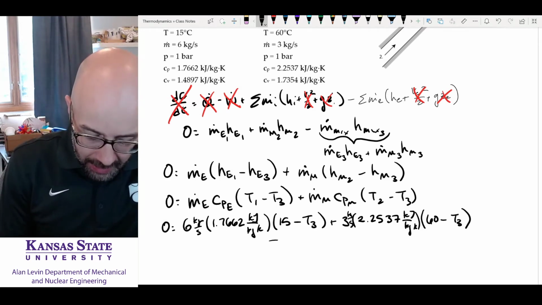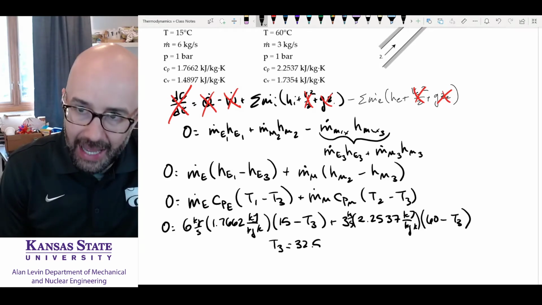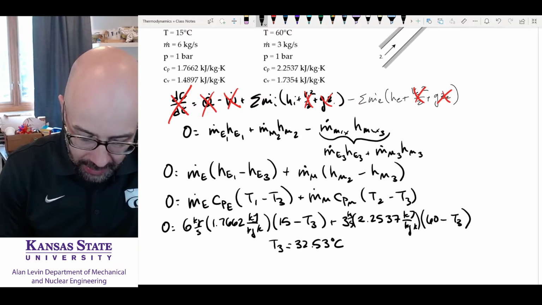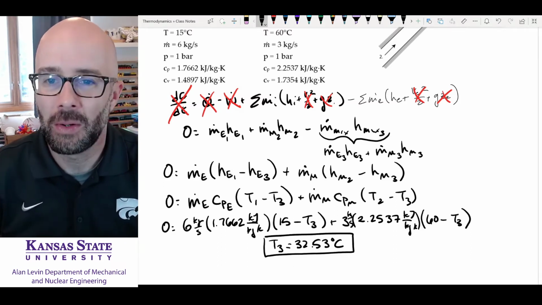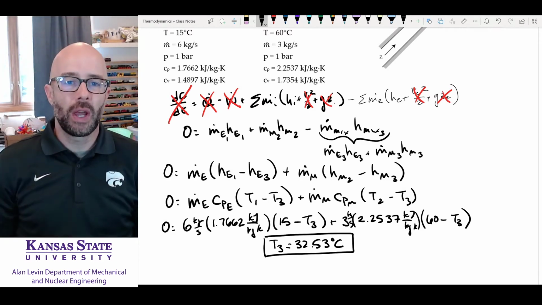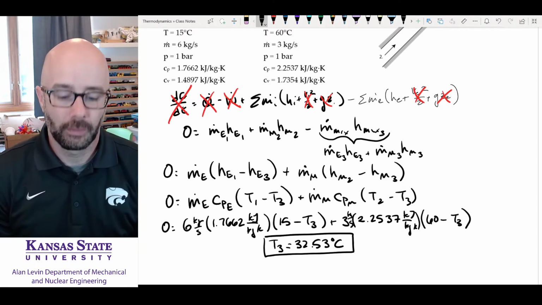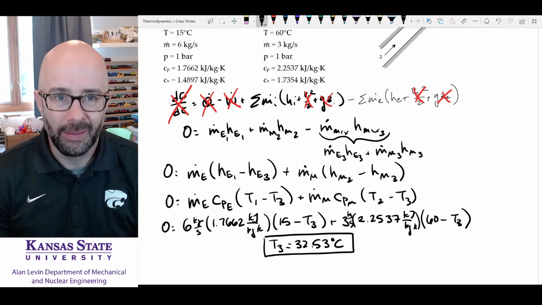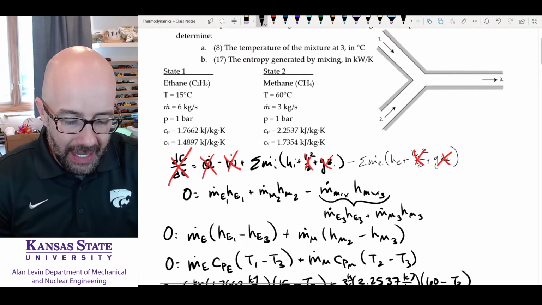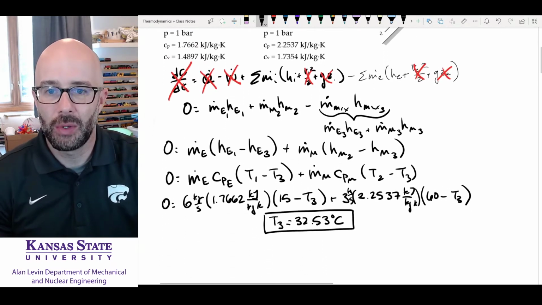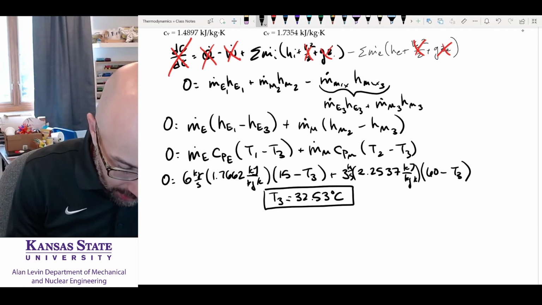And I'm going to tell you T3 is going to be equal to 32.53 degrees Celsius. That's what we're going to have for our temperature at 3. Okay? Again, all we're doing now is solving that equation, the first law equation, with a little algebra there. Now, the second thing this problem asks is to find the entropy generated by mixing these two things together. So entropy generated, that's going to be second law. And so let's do here.